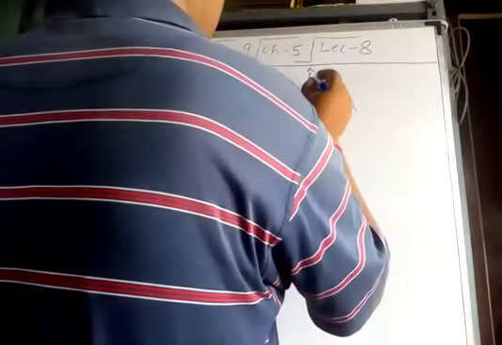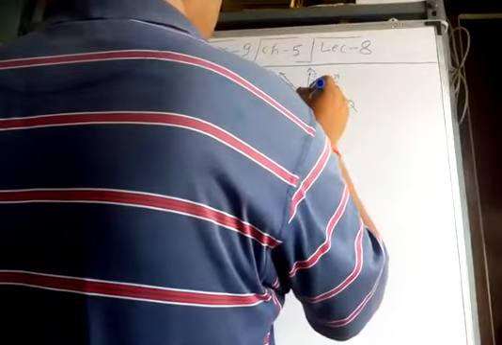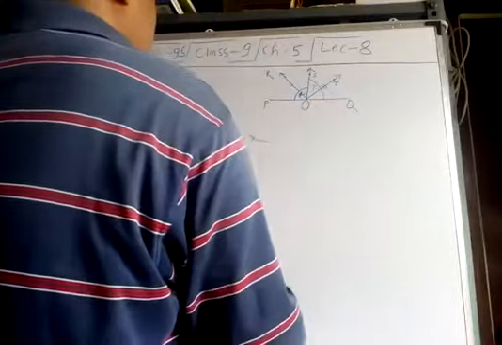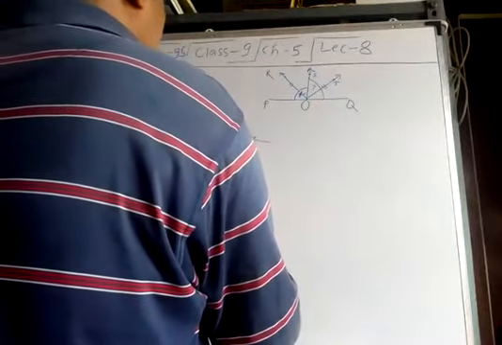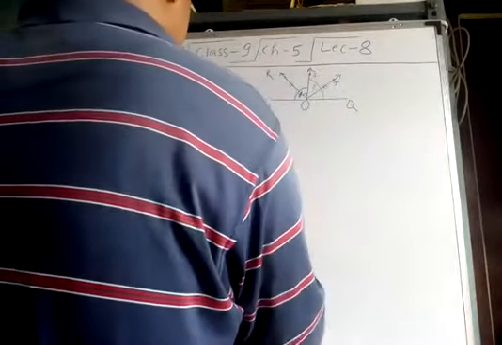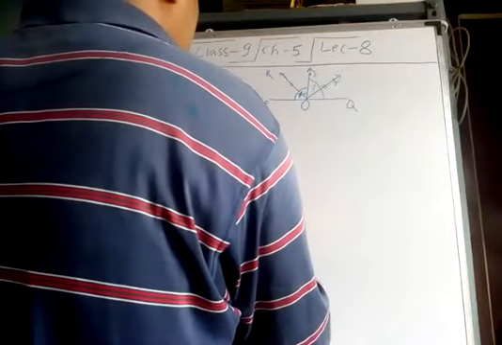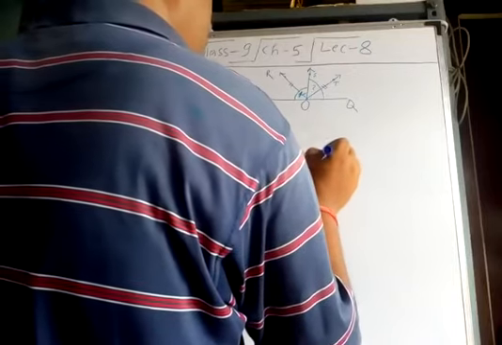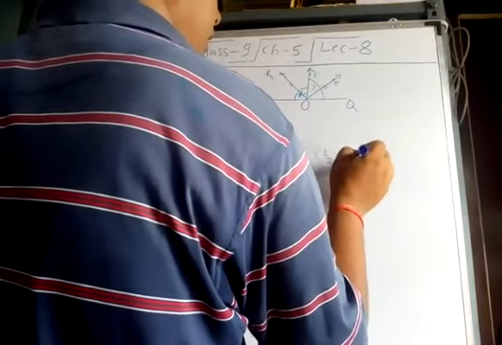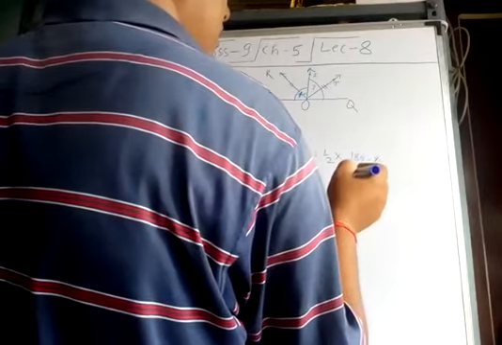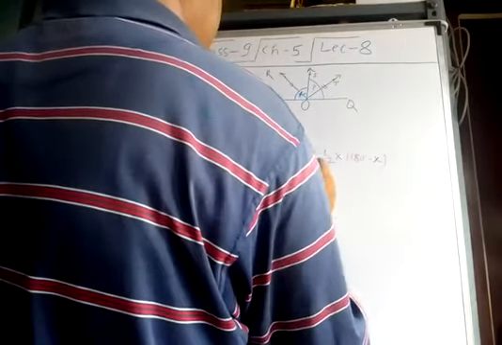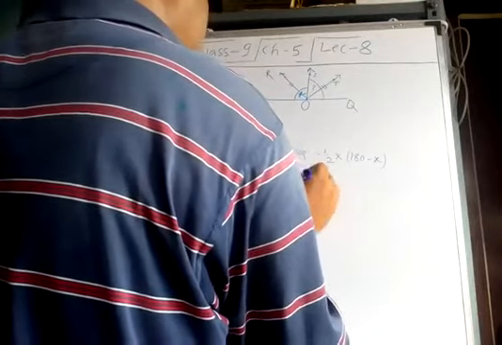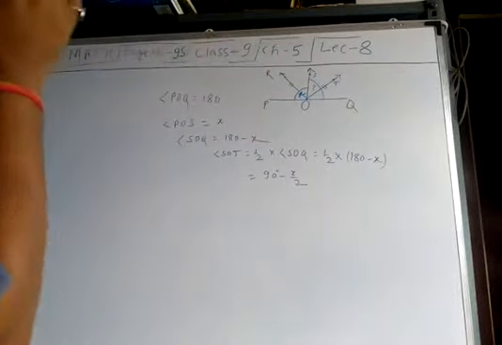Now OT is the angle bisector of angle SOQ. So angle SOT is equal to 1 by 2 of angle SOQ, which is half into 180 degrees minus x, that is equal to 90 degrees minus x by 2. This is the required answer.